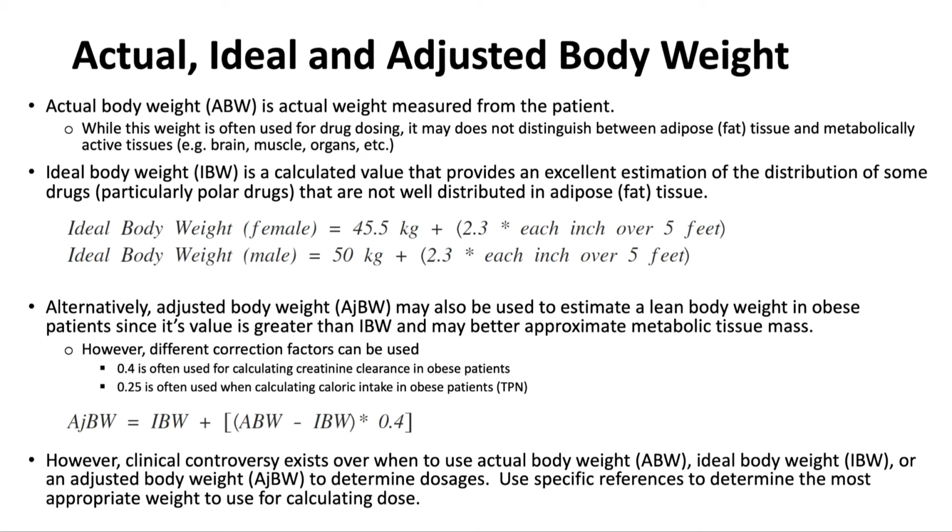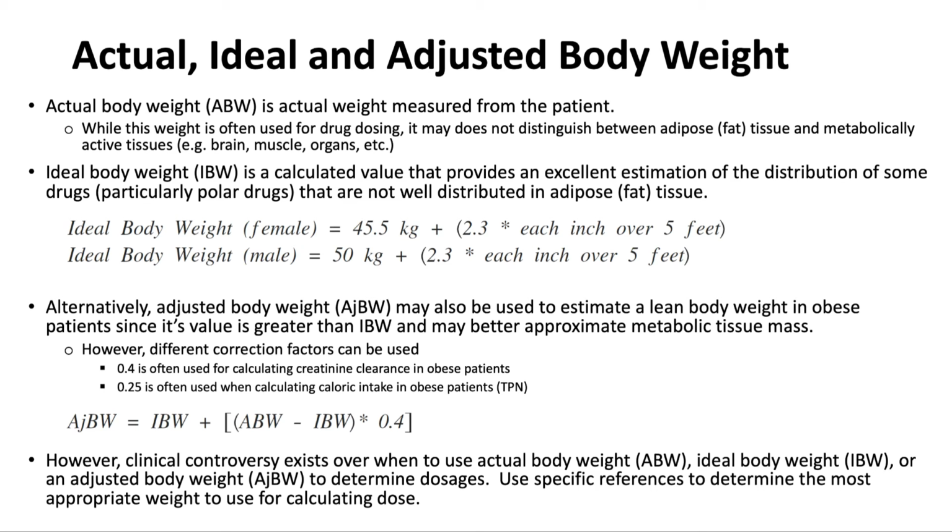Okay? For these calculations going forward, we will take the ideal body weight, subtract it from the actual body weight, and take 40% of that difference and add it back to the ideal body weight. That's our formula for renal clearance using adjusted body weight. So, 3 body weights: actual body weight, ideal body weight, and adjusted body weight.